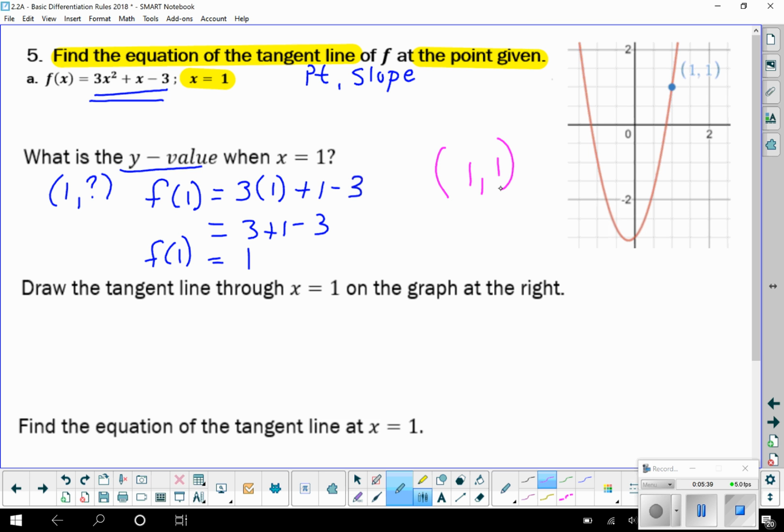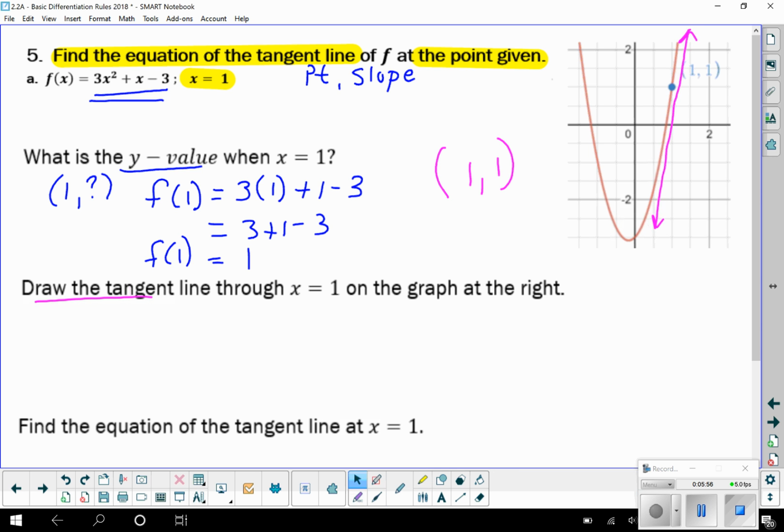Now we need to get the slope too. I see here it says draw the tangent line through 1 on the graph at the right. Okay, we can do that. Estimate your tangent line coming through there. Mine touches a little bit more than it should.